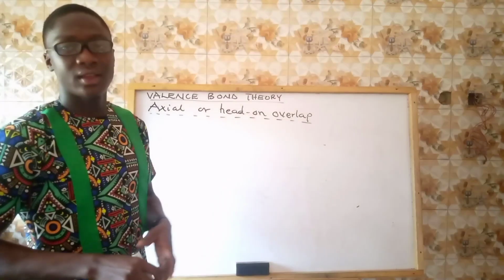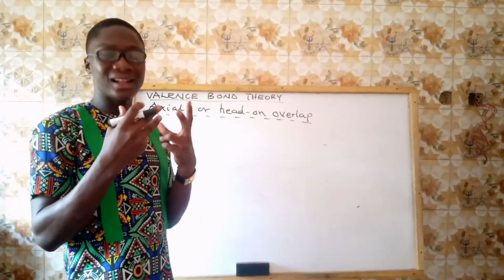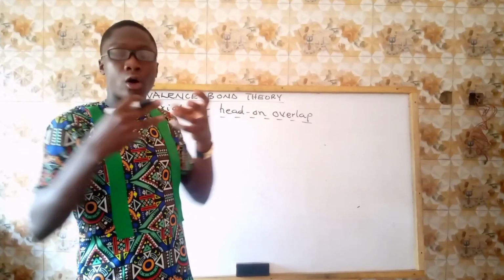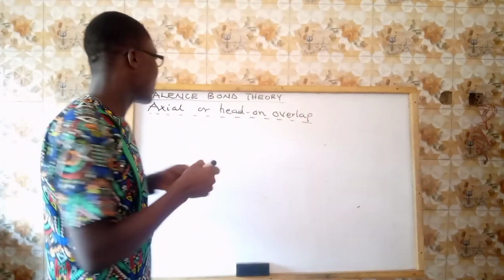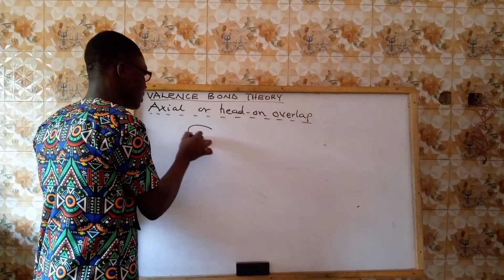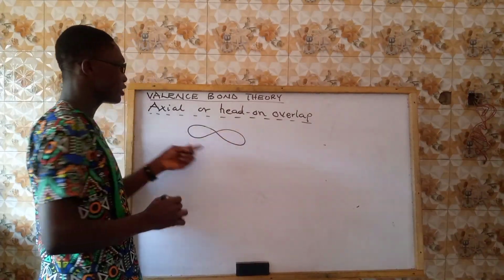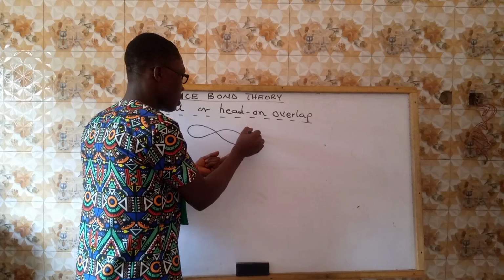For this one, the overlap will occur at the lobes, or they will overlap on the same axis. Like we have this orbital. This orbital will overlap with this orbital.